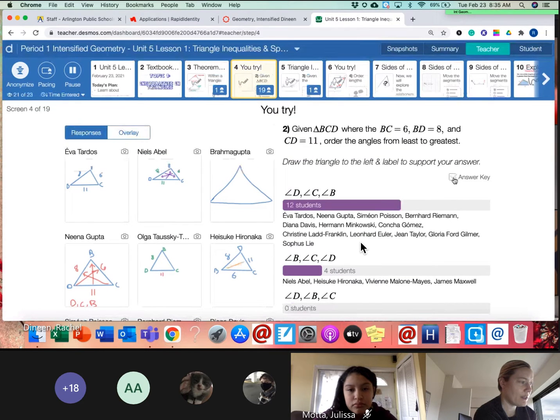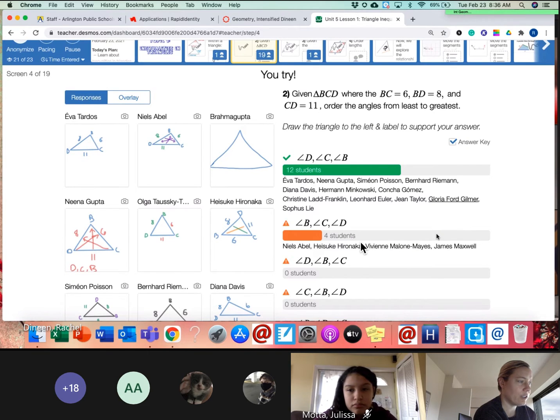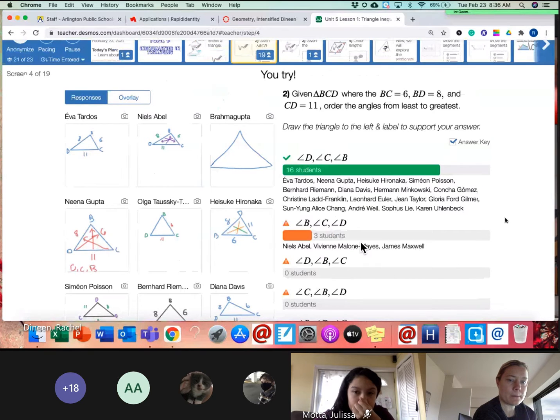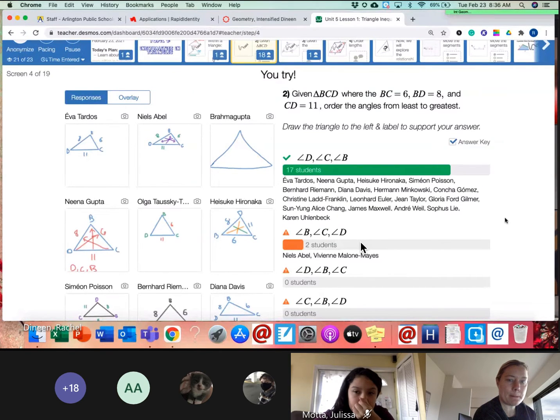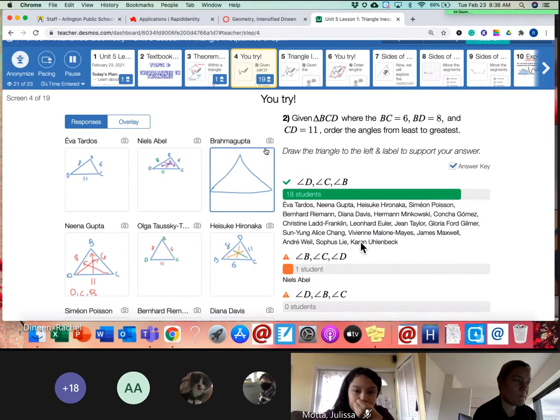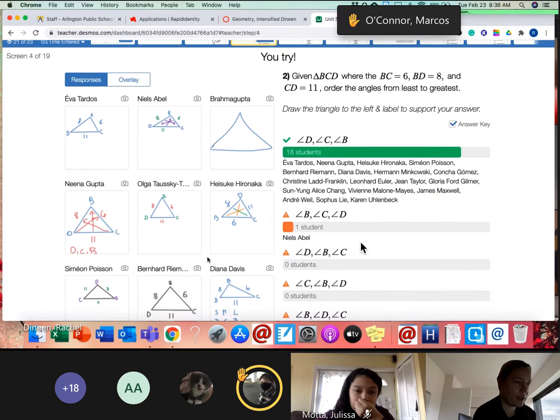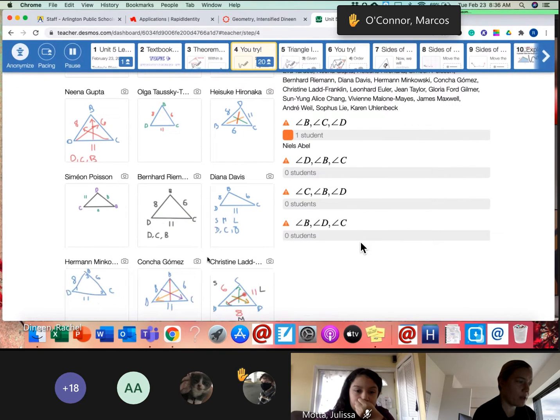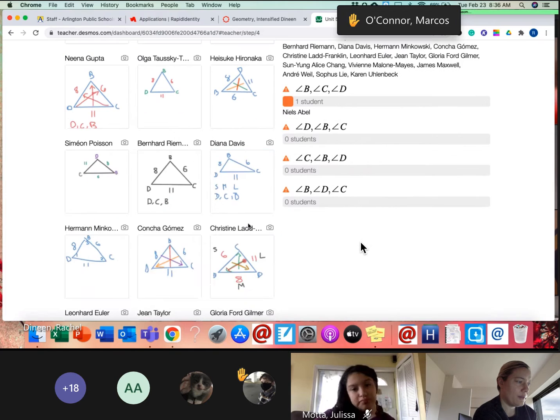Let's go ahead and see. The correct answer is angle D, angle C, angle B. Who would like to explain how they got that as their answer? Anyone? All right, well, let me look at a diagram that was done really well. Let's look at this one.